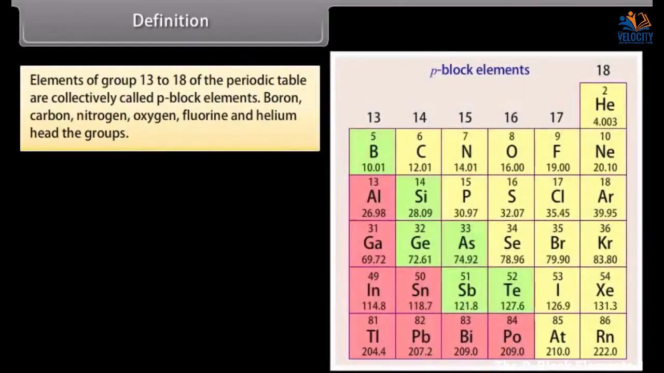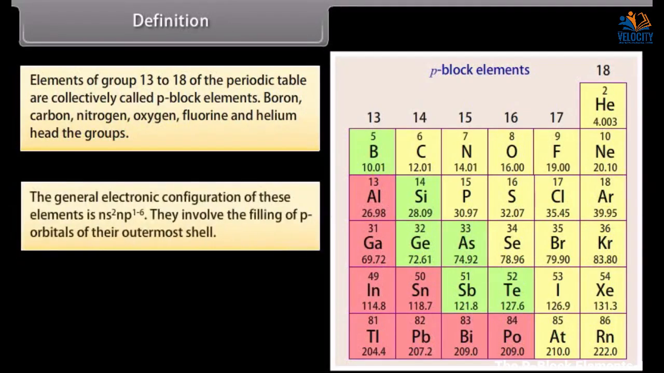Definition. Elements of group 13 to 18 of the periodic table are collectively called P block elements. Boron, carbon, nitrogen, oxygen, fluorine and helium head the groups. The general electronic configuration of these elements is ns2 np1 to 6.